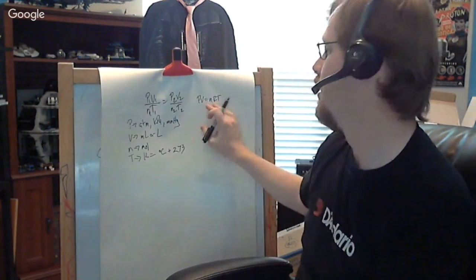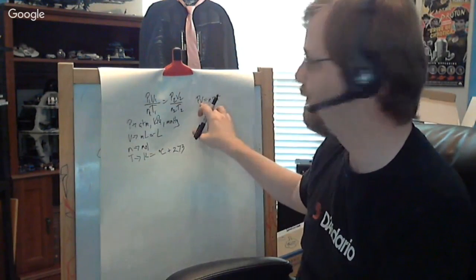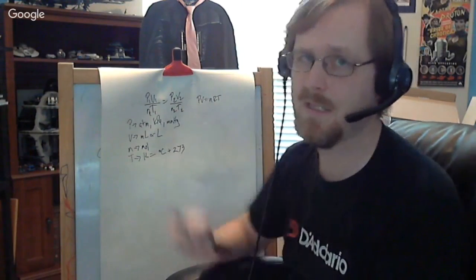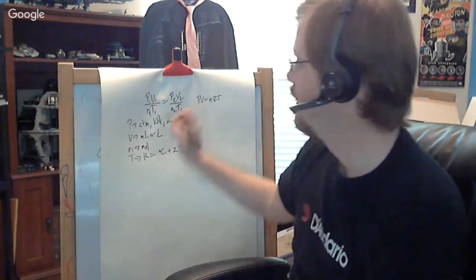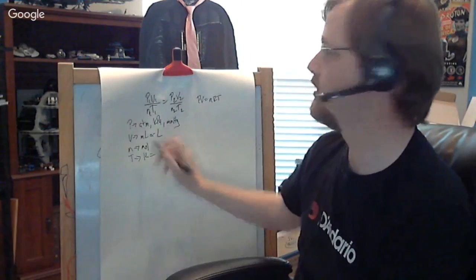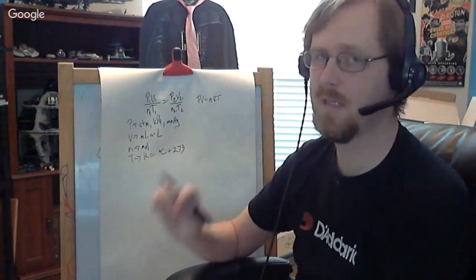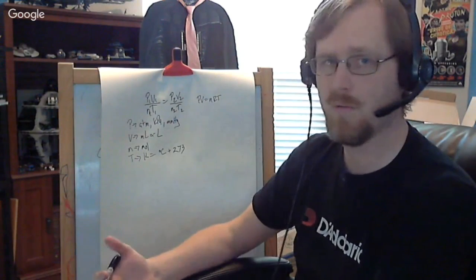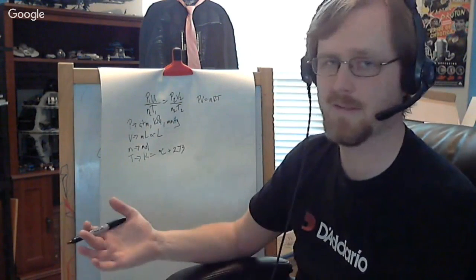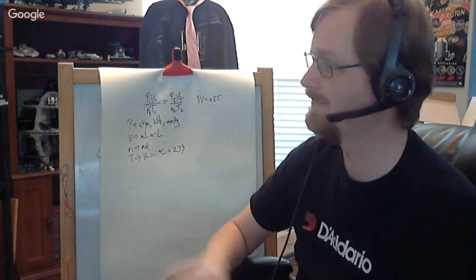Also, with PV equals nRT, V must be in liters. For the combined gas law, it doesn't matter. It could be milliliters or liters. But for PV equals nRT, it must be liters. So how do you go from milliliters to liters? You divide by 1,000. Okay, that's it.